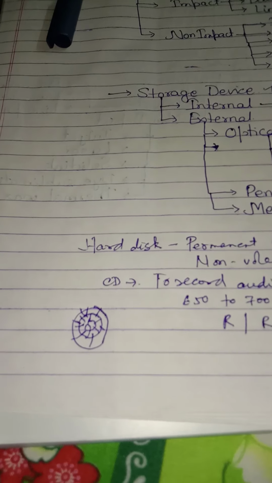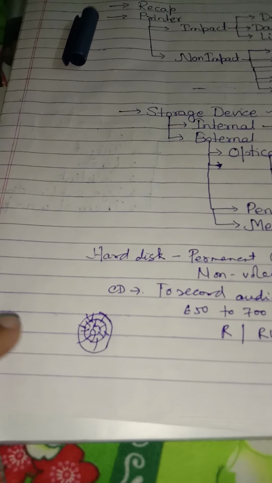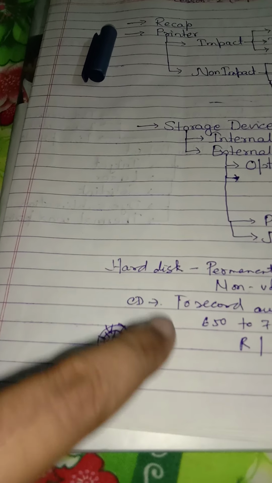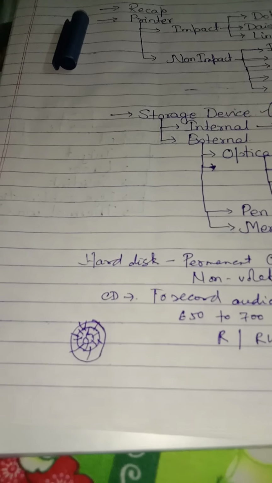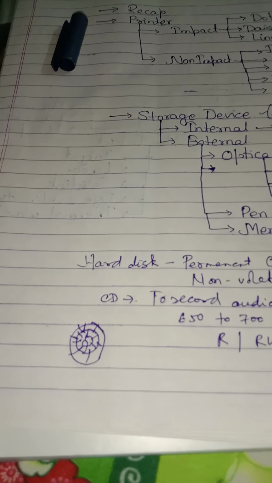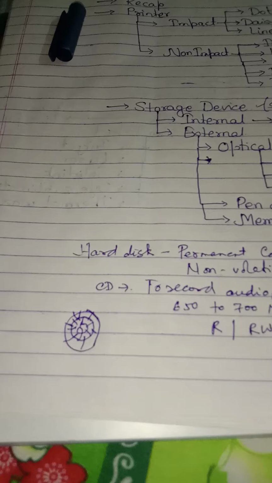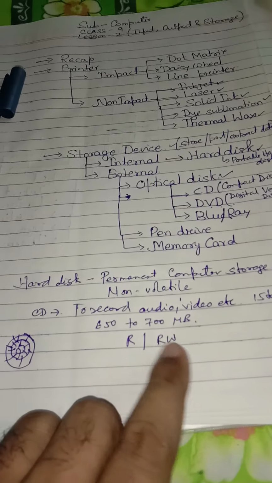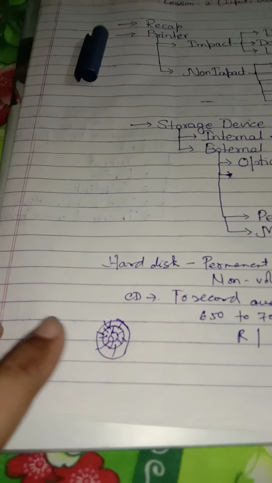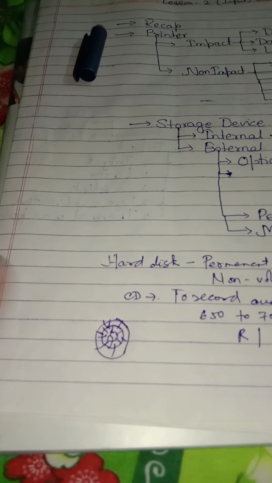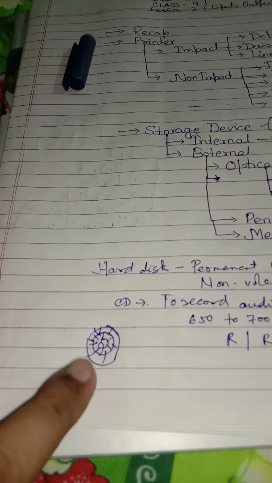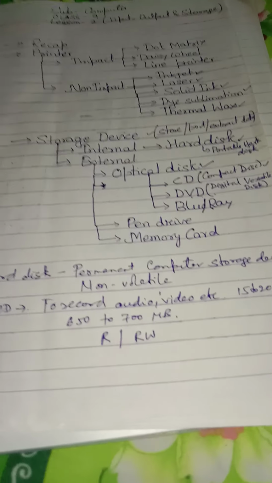Once you purchase the CD, you have to burn it, which means creating the track and sectors, and then we can store the data in it. But once stored, it cannot be erased. And read-writable means the data that is stored can be deleted and new data can again be stored over it. So this is read-writable.